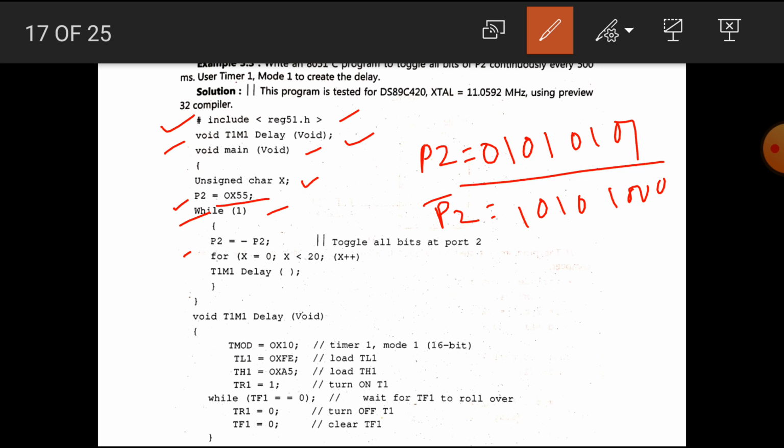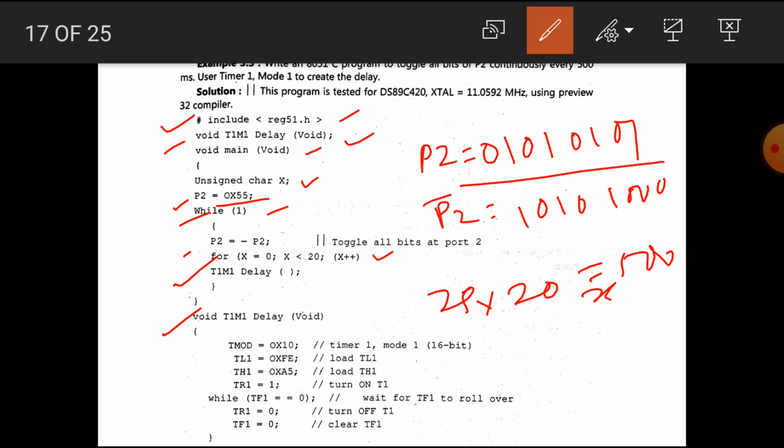Then for x equal to 0, x less than 20, that means here we get 20 times the value of x. That means we get a total delay of 25 into 20, which is equal to 500. I hope you all understand these calculations. Then T1M1Delay, closing bracket.